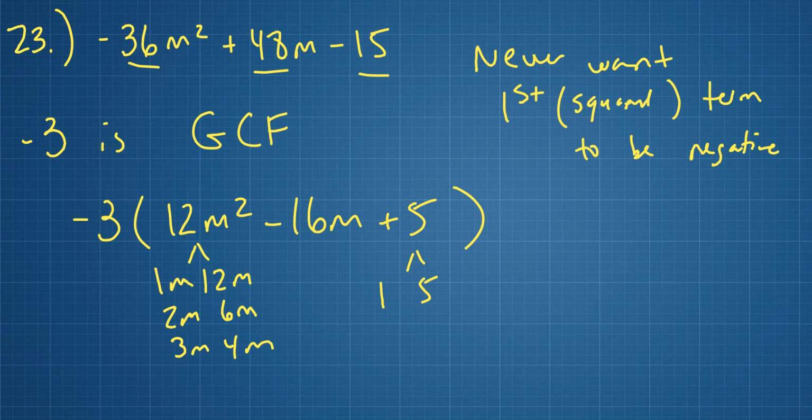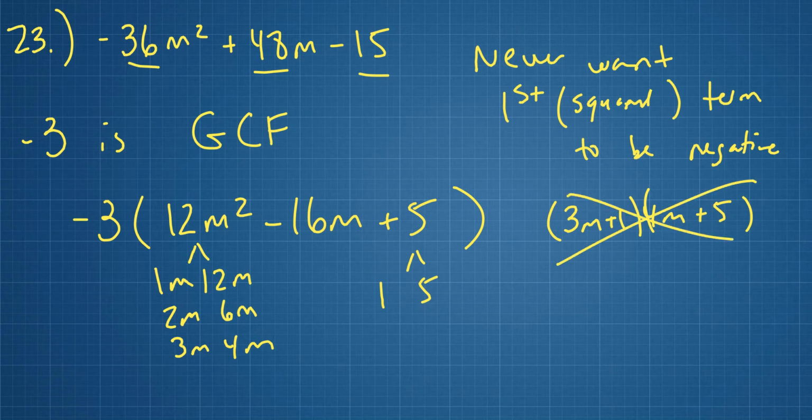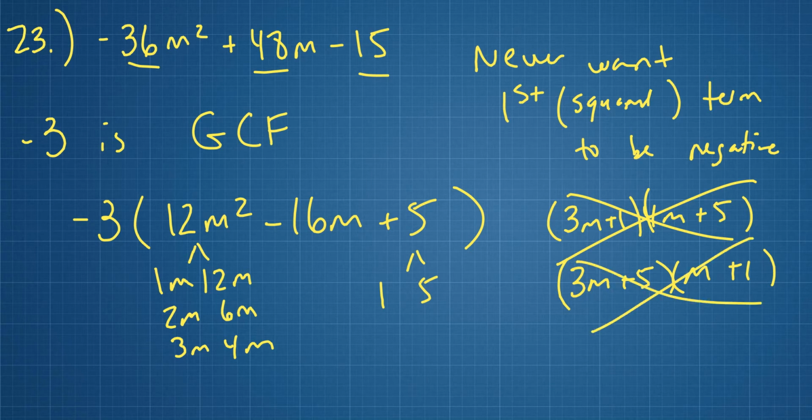1 and 5. I'm going to try 3m and 4m first. So I put plus 1, plus 5. The outside gives me 15m. The inside gives me 4m. That's not going to work. Then I flip it. 3m plus 5, m plus 1. I get 5m and 3m, which is 8m. Not going to work. So that means 3m and 4m doesn't work.